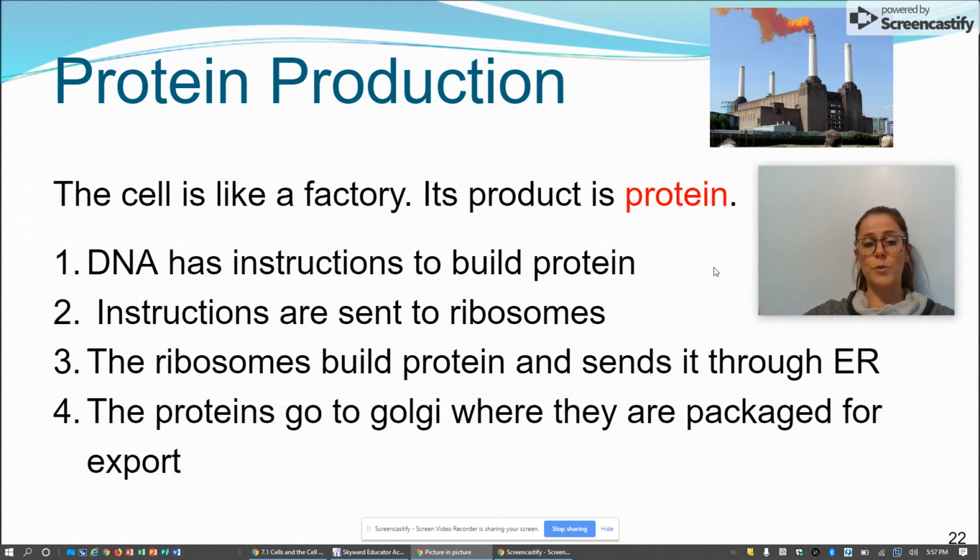Okay, and then the ribosomes build that, it folds, and then the proteins go to the Golgi.